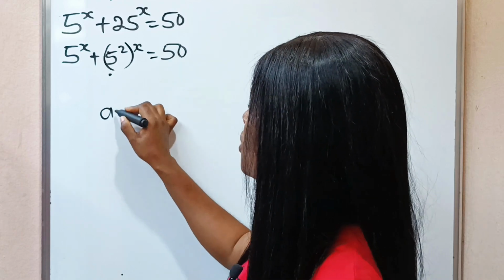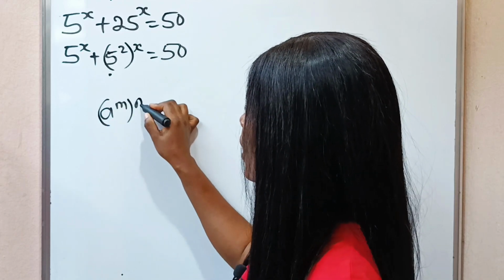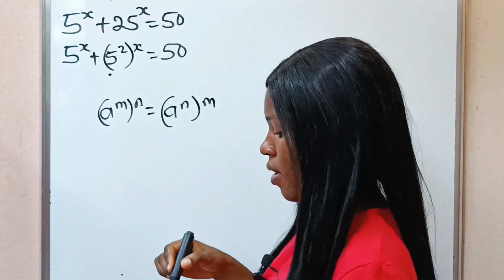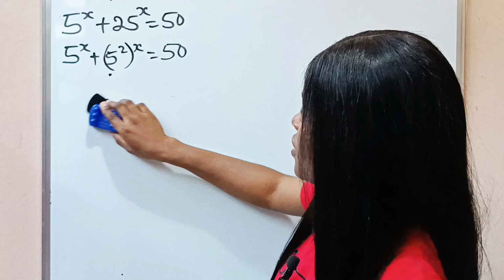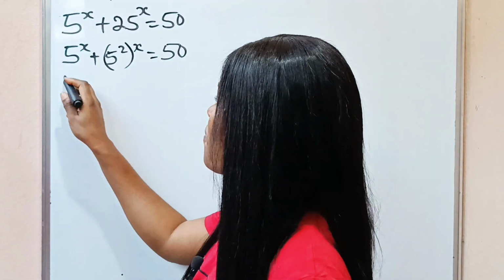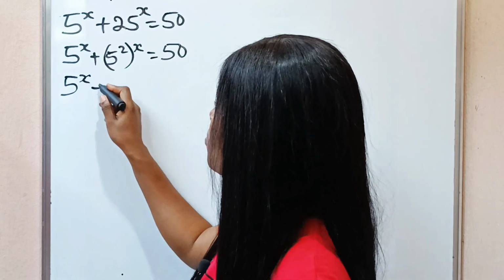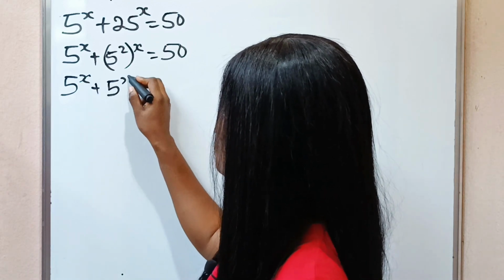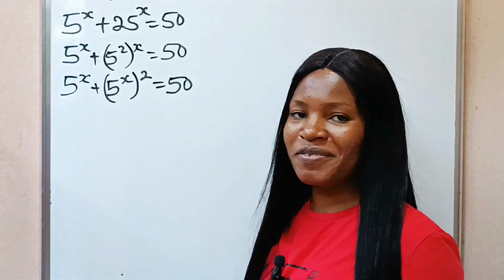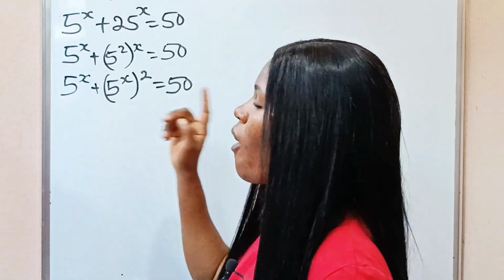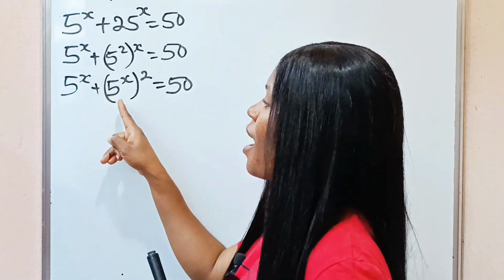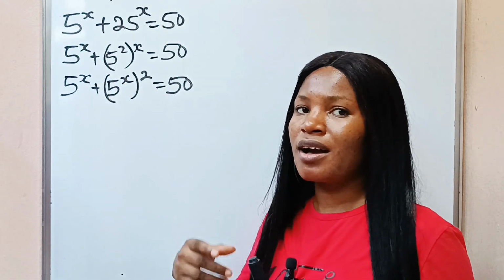But recall that a to the power of m raised to the power of n can be written as a to the power of n raised to the power of m. Okay, so that means that we can rewrite this as 5 to the power of x plus 5 to the power of x raised to the power of 2 is equal to 50. Now observe that we have 5 to the power of x here and 5 to the power of x here as well.